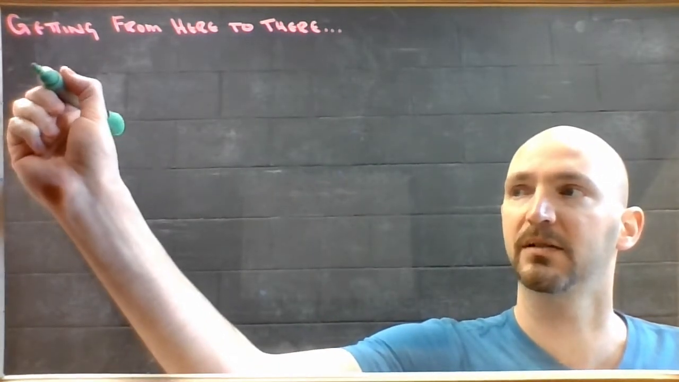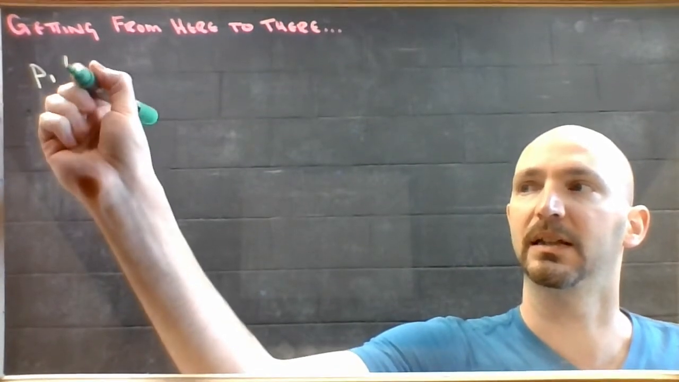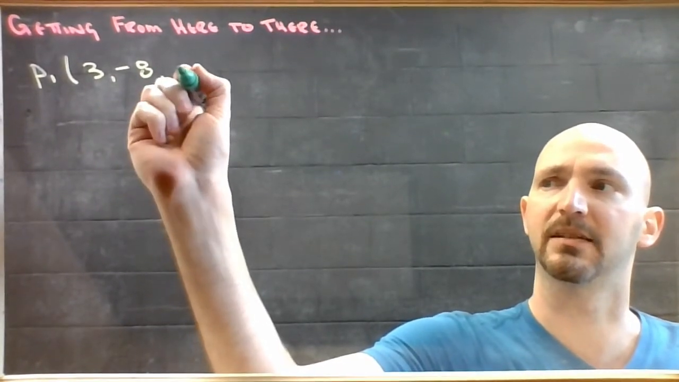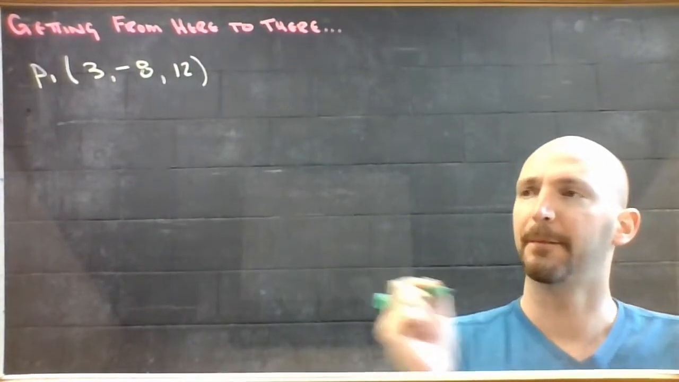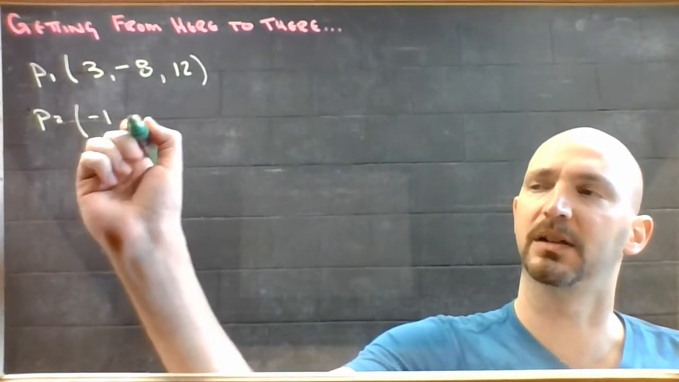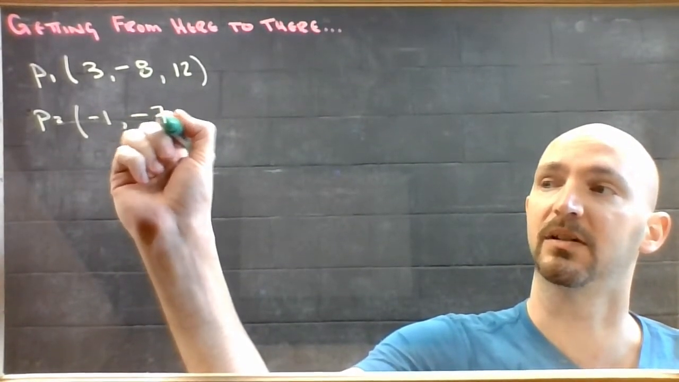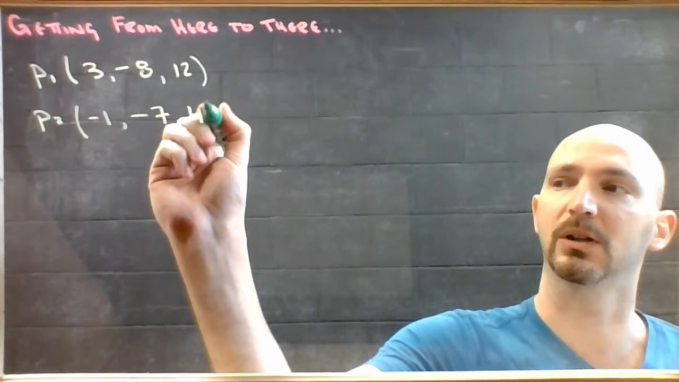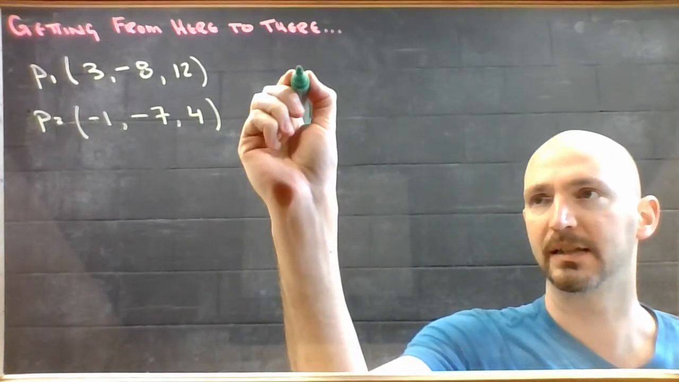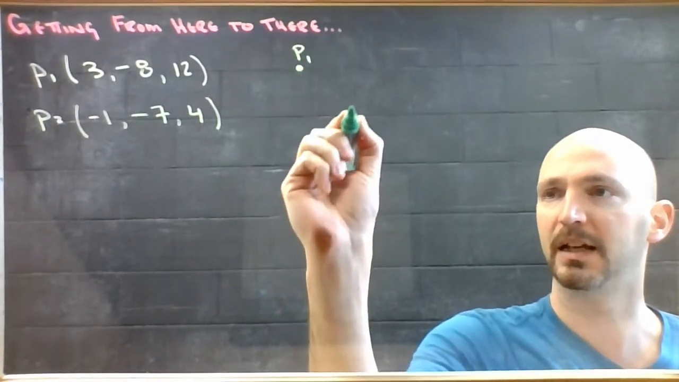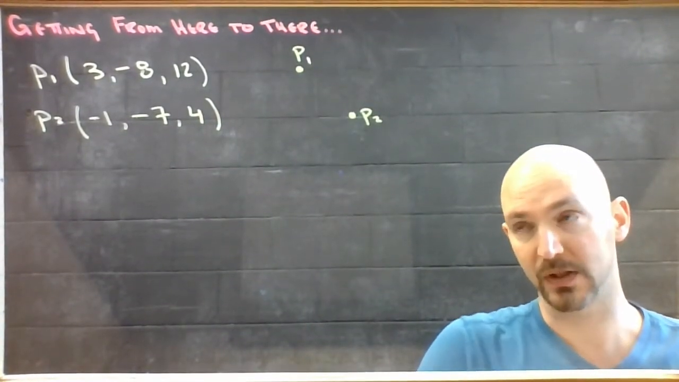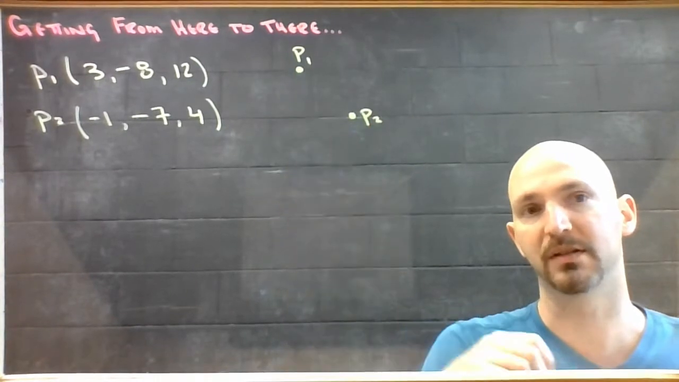So we'll pick point 1 is at 3 on the x, minus 8 on the y, and 12 in z. And place number 2 is at minus 1 on x, minus 7 on y, and 4 in z. Okay, so point 1 is here somewhere, and point 2 is over here. And what I'd like to know first is how I get from point 1 to point 2.